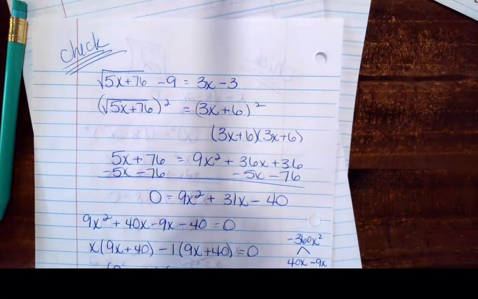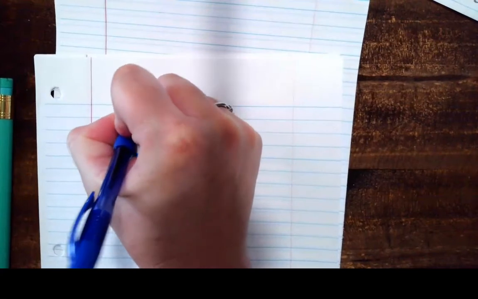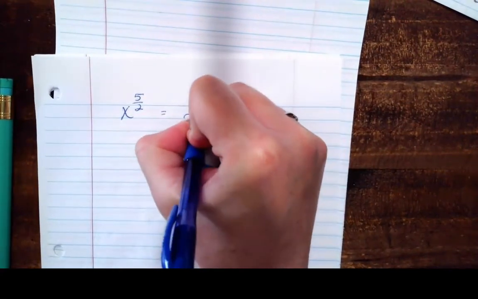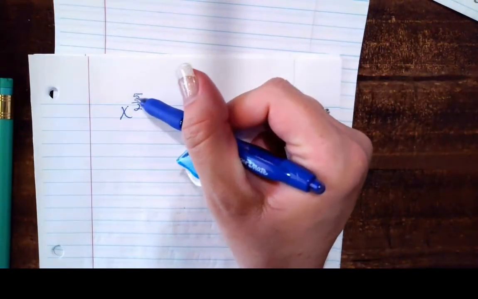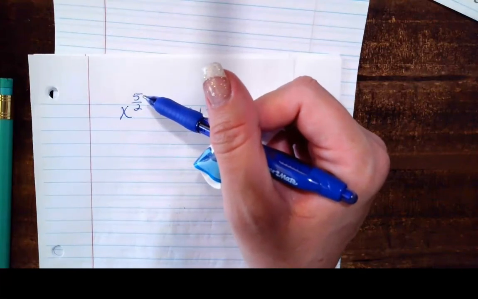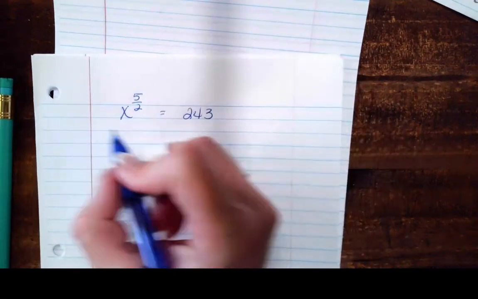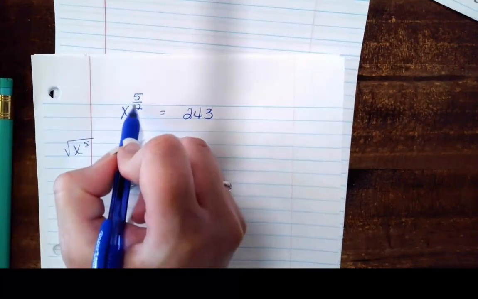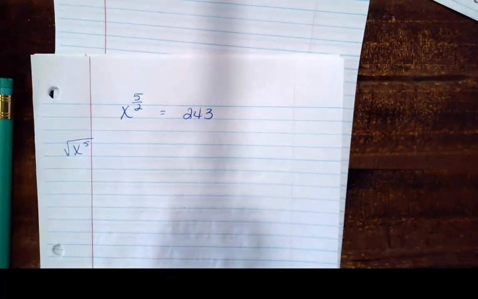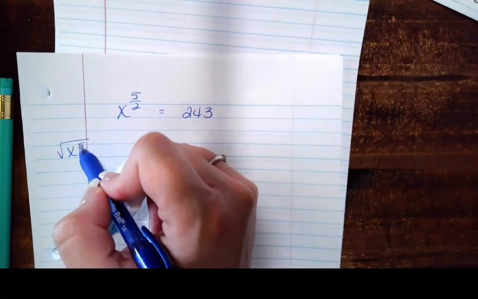Okay, so now let's try something else. We have x to the 5 halves needs to equal 243. So first of all, what is an x to the 5 halves? When you have a rational exponent, which is a fancy way of saying a fraction inside your exponent, what that means is I'm actually taking x to the 5th, and I'm taking a square root. So whatever your denominator is, that's the root that you're taking. Okay? And then you've just got an x to the 5th.